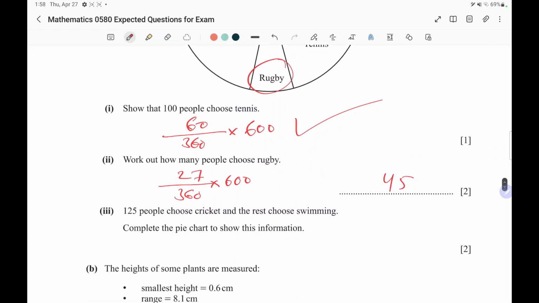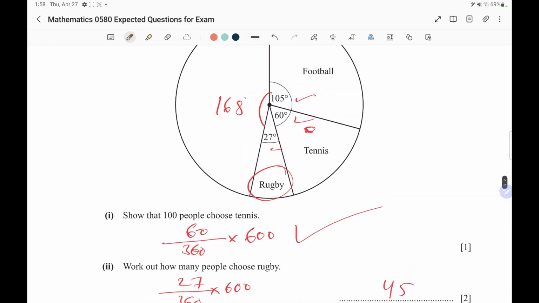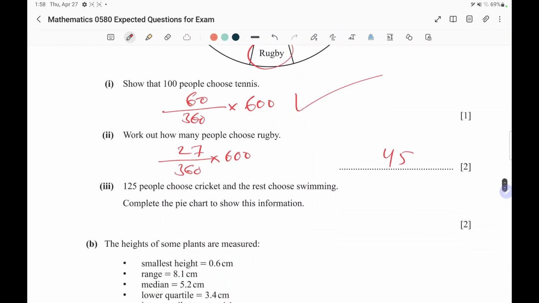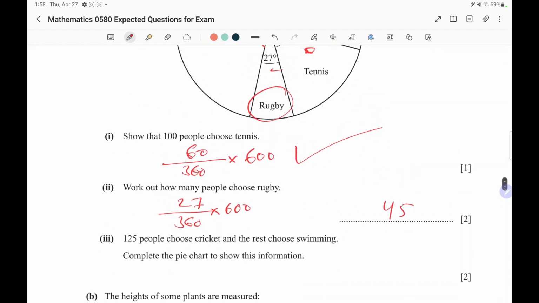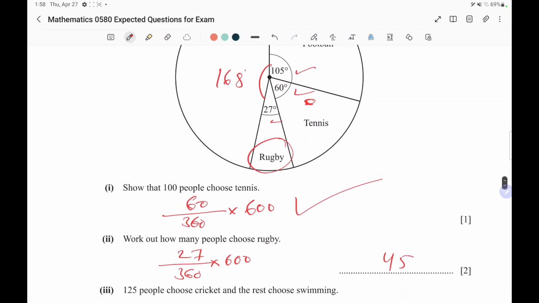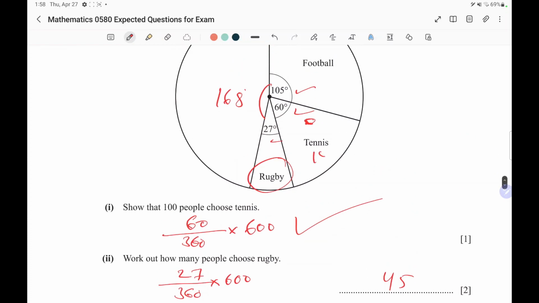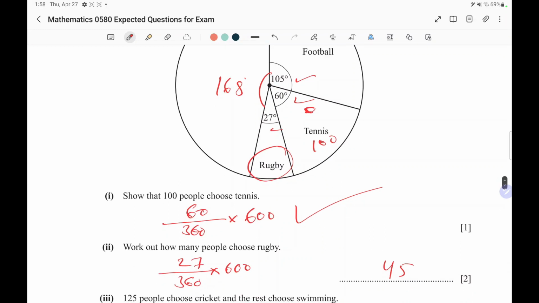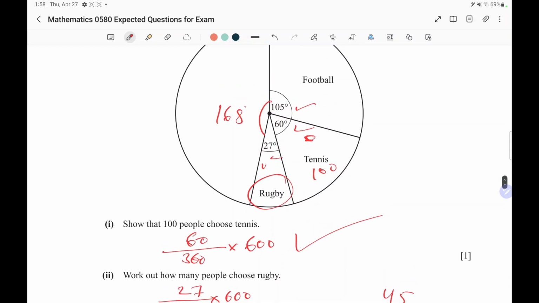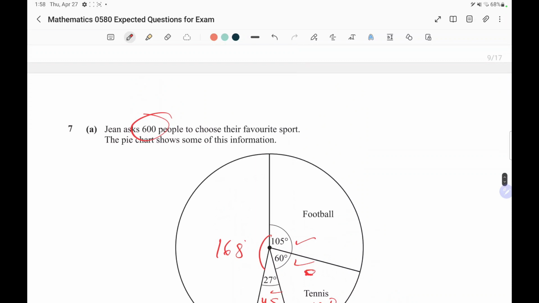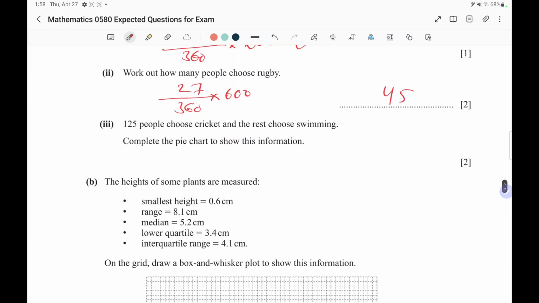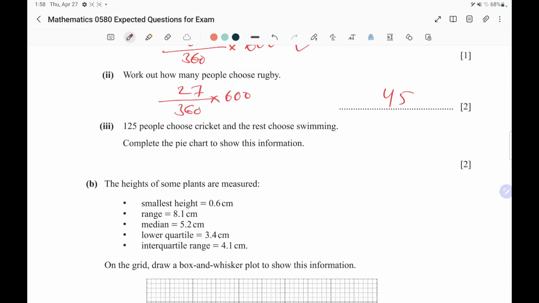Third question says 125 people choose cricket and the rest choose swimming. Complete the pie chart to show this information. So 100 for tennis, rugby is 45, and football. This is just for 2 marks then.